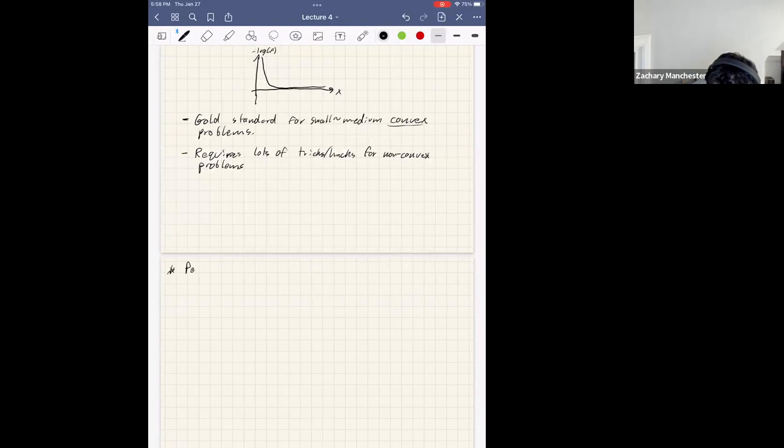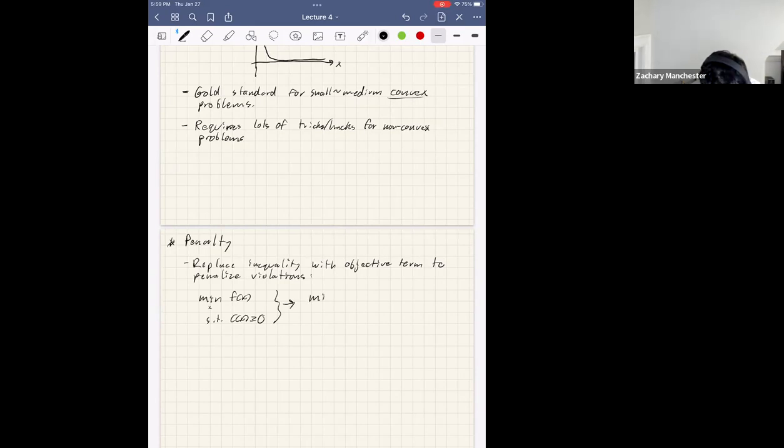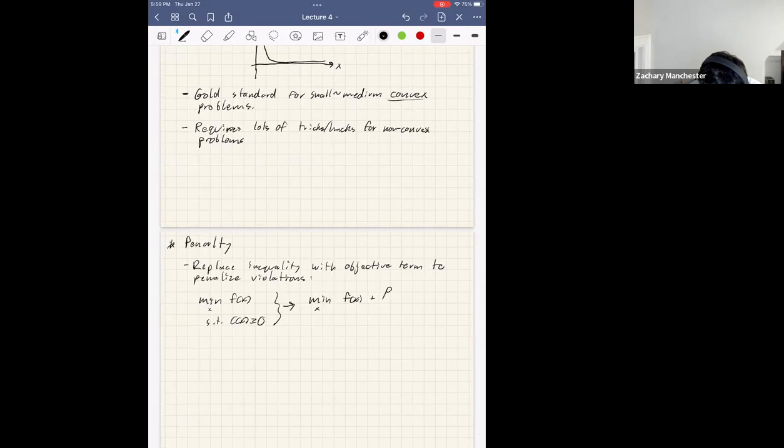Let's talk about another one. Penalty methods, similar idea in spirit, but a little different flavor. Here we're going to replace the inequality with an objective term that penalizes constraint violations. What this might look like is min f of x subject to c of x greater than or equal to 0 will get turned into something like min of f plus, the standard one, a quadratic penalty. So that looks like this.